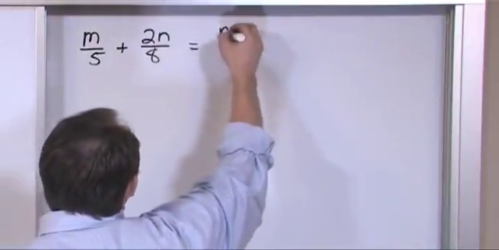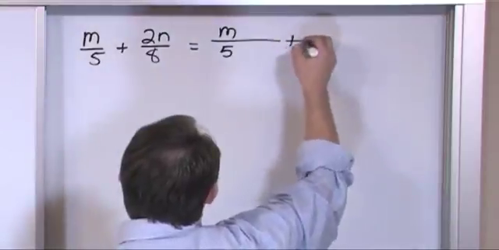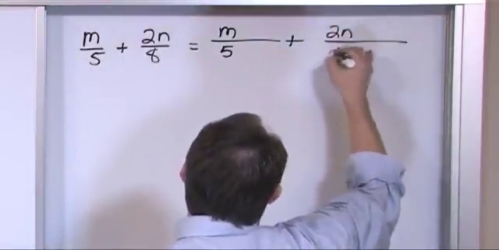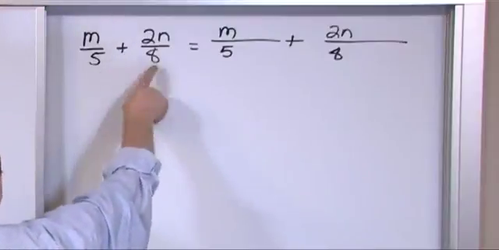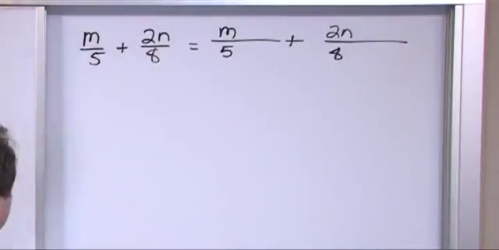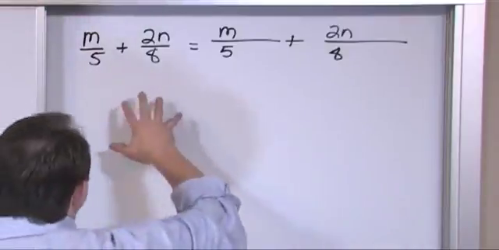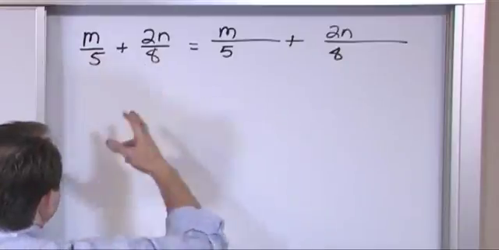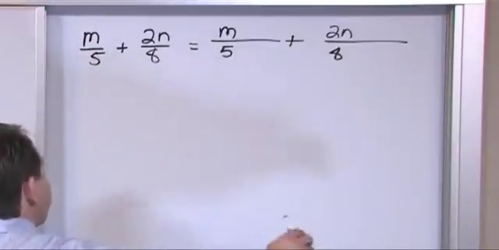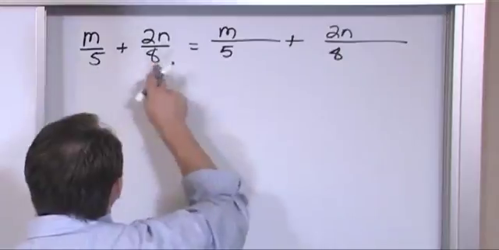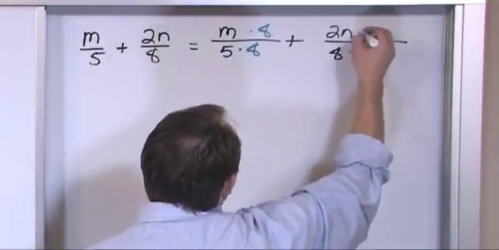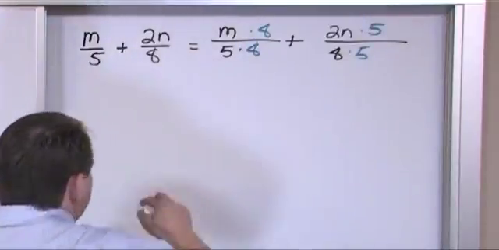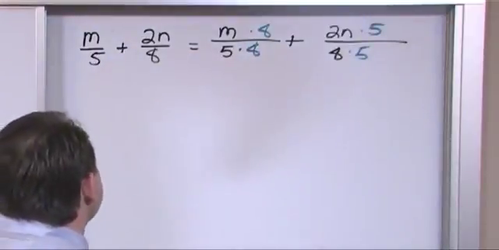What can I do with this? m over 5 plus 2n over 8. Now, you're looking for the smallest number that can be multiplied to give you that denominator. So the least common multiple between the two of these is going to be 40, because 8 times 5 is 40. So if you can't find another number that works, just multiply them together and that'll get you what you need. So multiply by 8, multiply by 5. Because ultimately this is going to give you 40 in the denominator of both of these fractions.